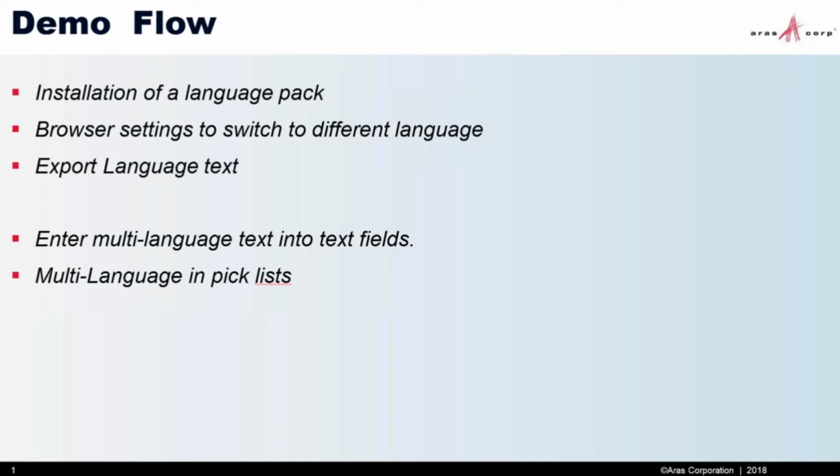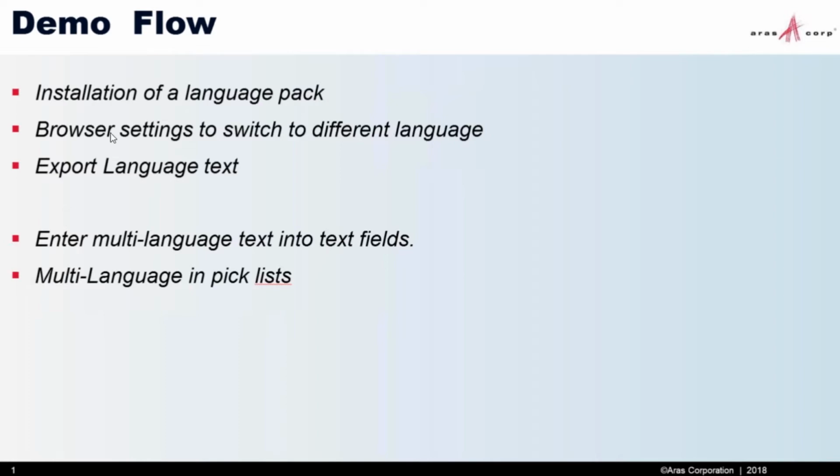Today, I'm going to walk you through a few of the key things in multi-language setup and localization in the Innovator platform. So the main topics that I'm going to cover, briefly listed here: most importantly, how to get language packs installed, what to do to have your browser in a second language, export language text, and then of course, when you are using the Aras Innovator in a multi-language environment, how to enter multi-language text and where this all is represented in the UI.